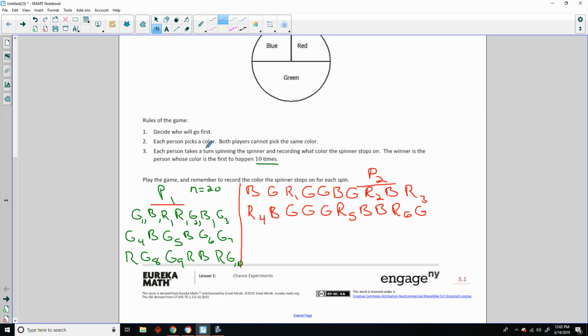So it says each person takes a turn spinning the spinner and recording what color the spinner stops on. The winner is the person whose color is the first to happen 10 times. So after 20 spins, player 1 had 10 greens and player 2 had 6 red after 20 spins. So n equals 20 here. We had 6 successful results. And in this case, we had 10 successful results in the same number of spins. I forgot my 0, 20, n equals 20. So player 1 wins.